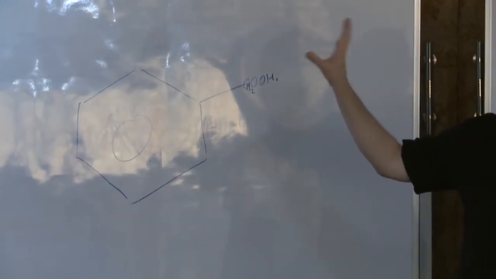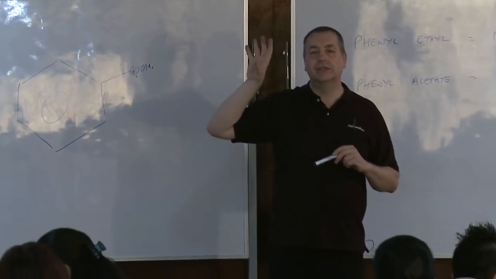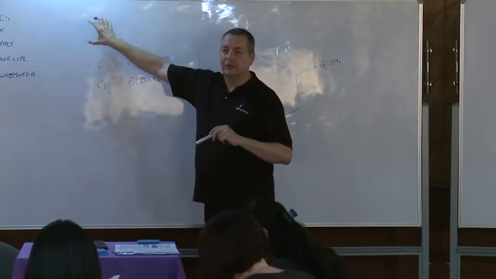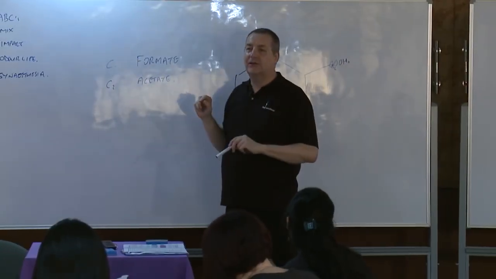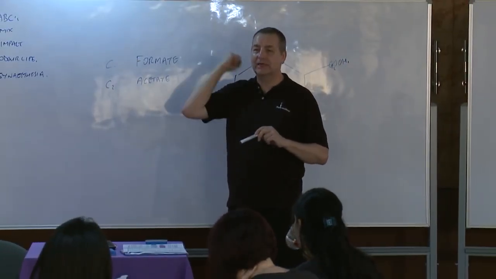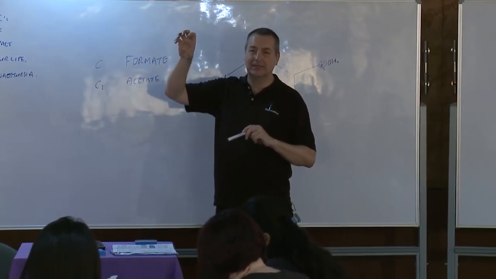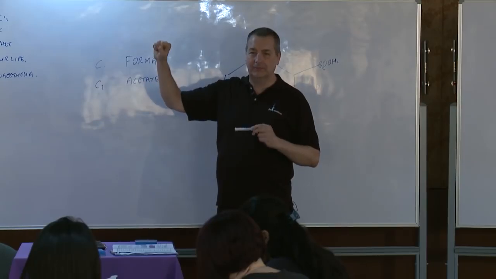Yeah, these are functional groups. So these are produced from reacting formic acid with phenyl ethyl alcohol. The alcohol gets knocked off, and the formate takes its place. Yeah, the formic acid takes its place. It becomes phenyl ethyl formate.